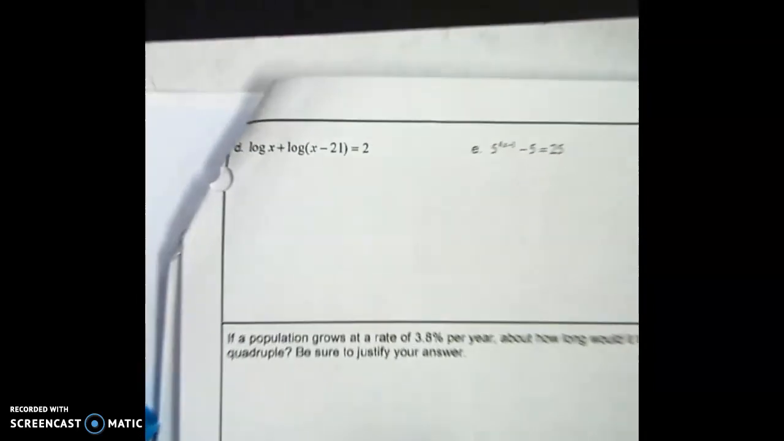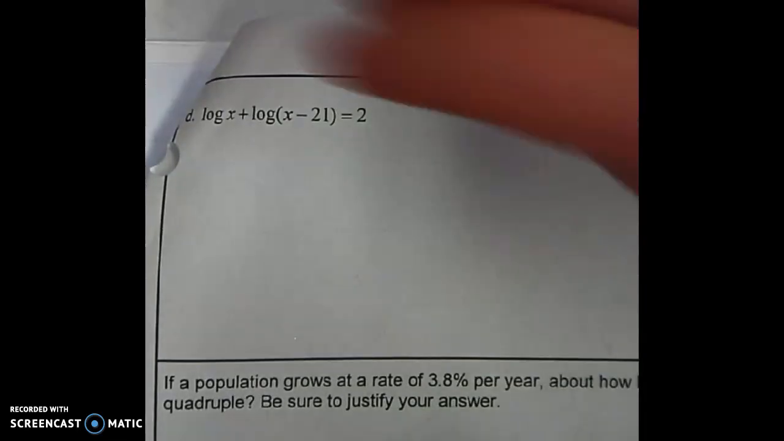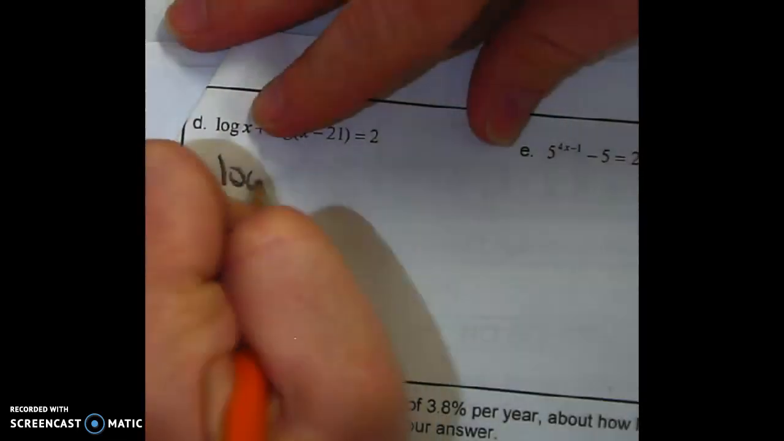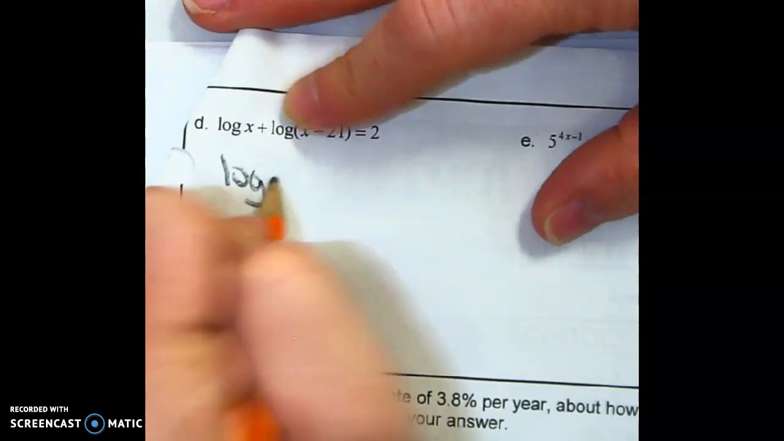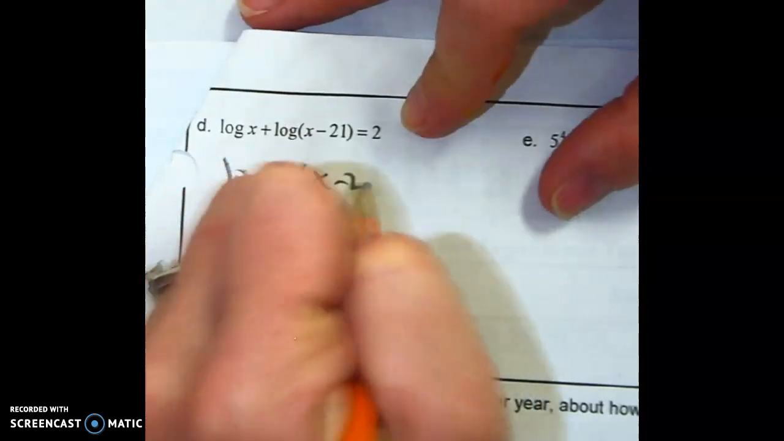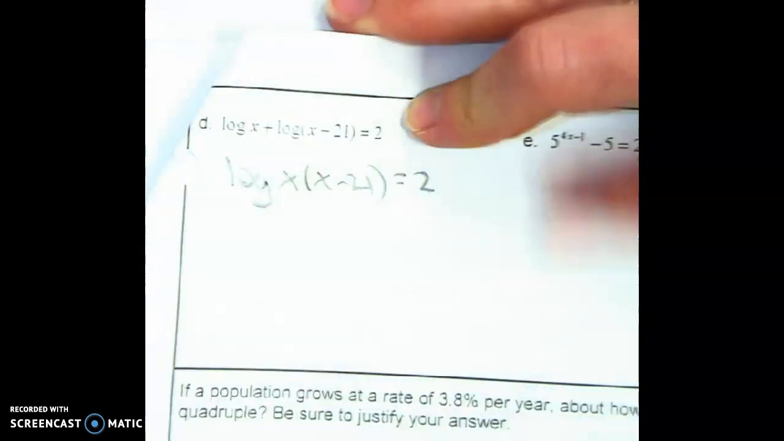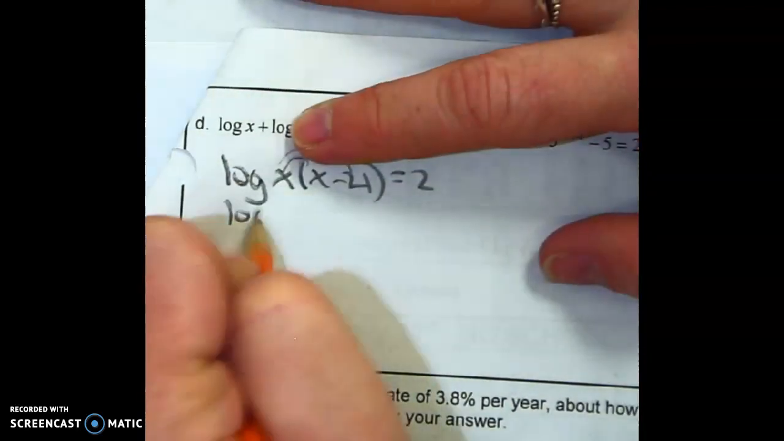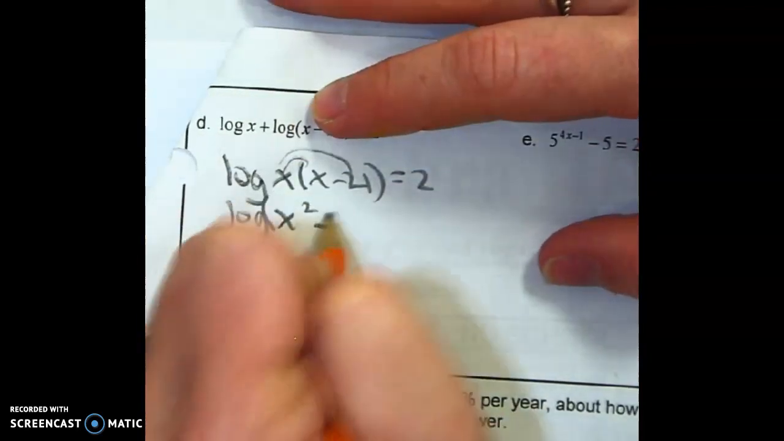Last page. Okay, so looks like we're simplifying again and solving. Since there's two logs, I have to make it one log. And so it's going to be x times (x minus 21) equals 2. Distribute, distribute. Put that in parentheses.